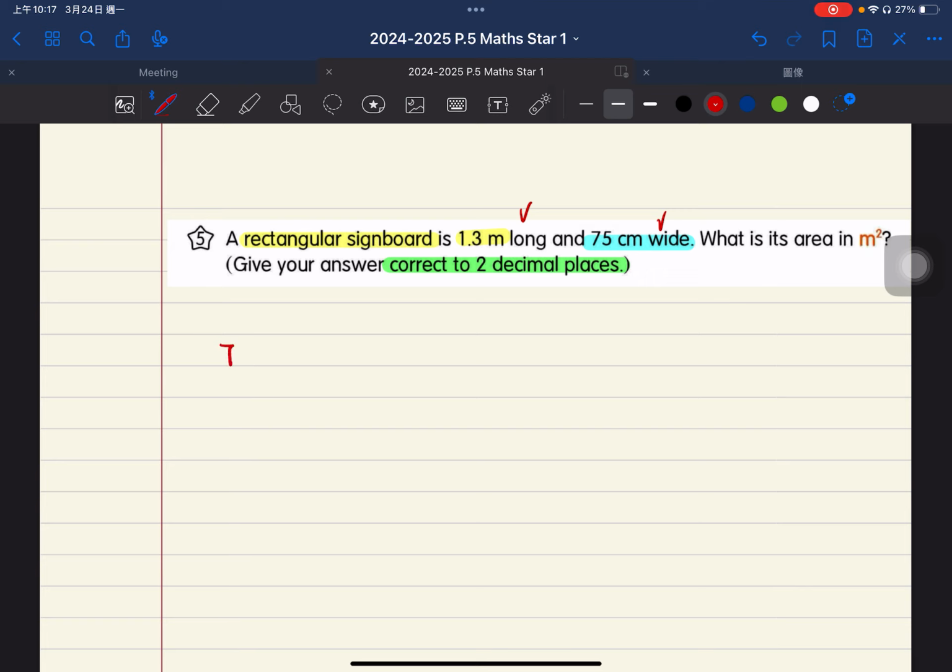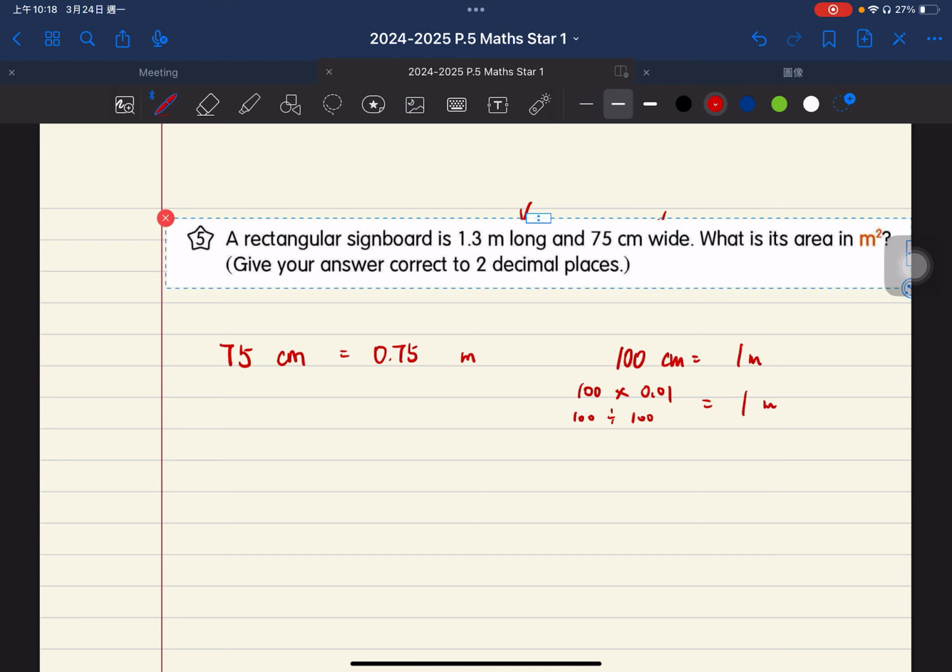So 75 cm, we have 2 ways to represent it. You can write it in advance, 75 cm, which is 0.75 m. How does it come from? Because 100 cm equals 1 m, which is coming from 100 times 0.01, or we can say 100 divided by 100. That's why 75 cm equals 0.75 m. This should be easy because we just have to shift the decimal.